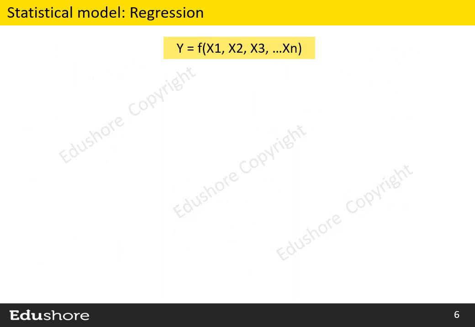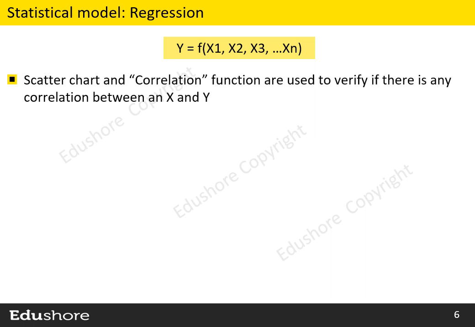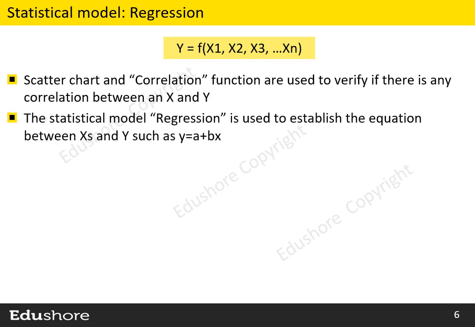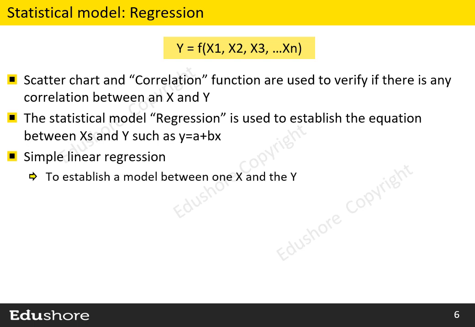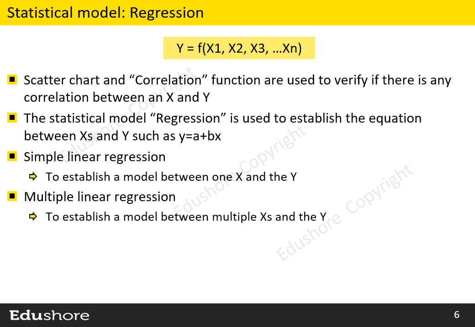You may recall that in the Analyze phase, we understood that the scatter chart and the correlation function are used to verify if there is any correlation between an X and Y. The statistical model regression is used to establish the equation between the X's and the Y, such as Y is equal to A plus B times X. We take the help of simple linear regression to establish a model between one X and the Y. We take the help of multiple linear regression to establish a model between multiple X's and the Y.